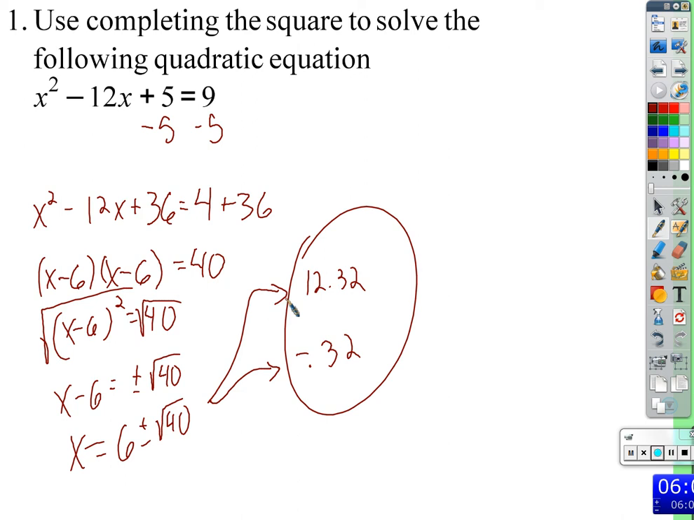So if they got x equals 6 plus or minus the square root of 40, but they don't have the decimals, is that okay? Yeah, this is fine. And this is fine too. Either one. Either way the answer looks fine.